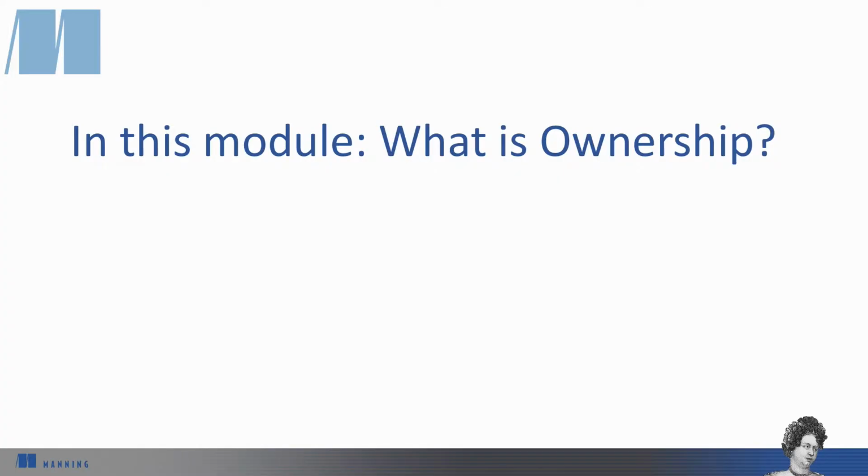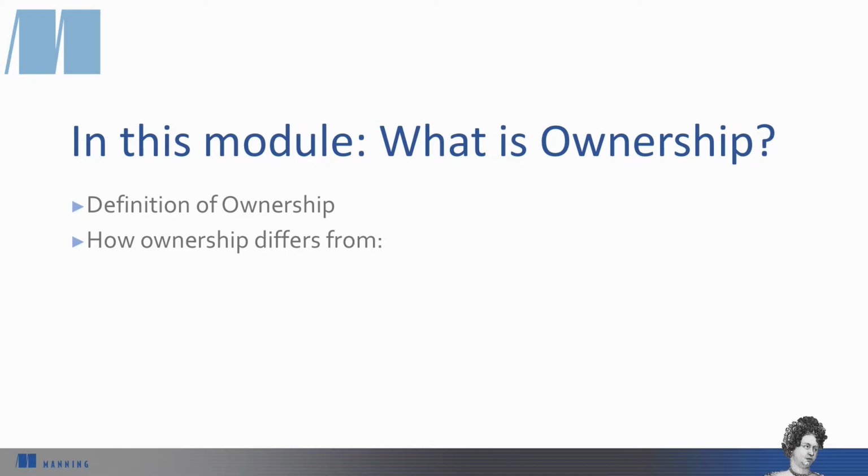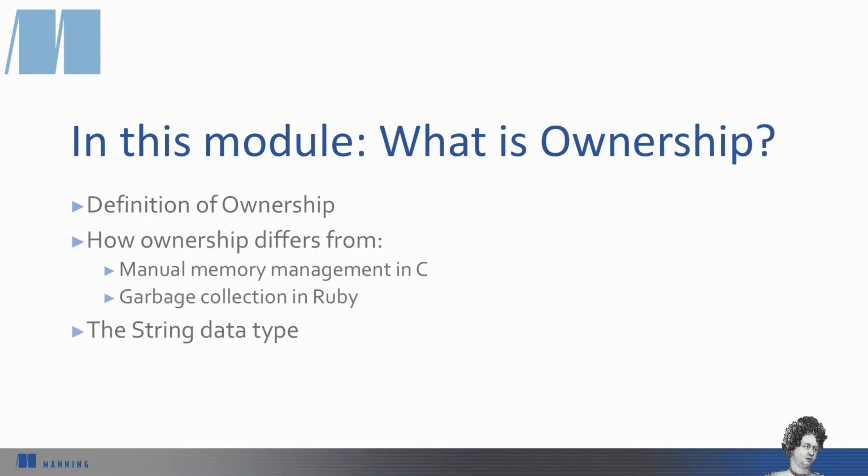Let's get started. In the rest of this module, we're going to cover what ownership means. We'll talk about how Rust's system of ownership differs from some other languages, such as manual memory management in C and garbage collection in Ruby. Then we'll get into some code with the string data type. We'll show how you can move ownership from one function to another, and how you can clone data to duplicate it and thus have two separate owners.